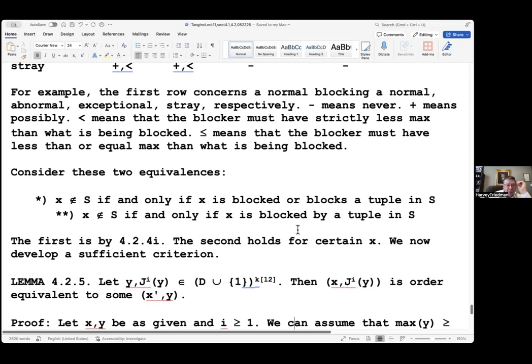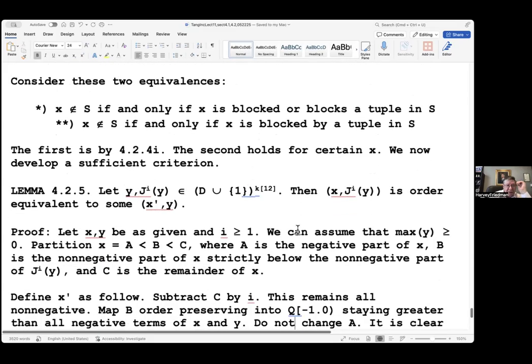All right. Now I'm almost done today. I've got one thing that's important. Notice this is trivial. This is part of our setup. X is not in S if and only if X is blocked or blocks a tuple. So if you're outside the maximal clique, you either are blocked or you block. Okay, that's the way it's set up.